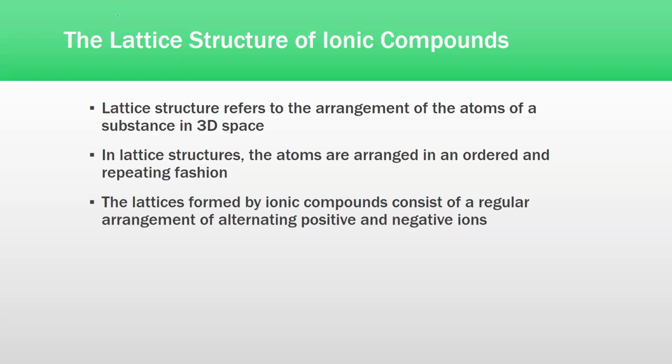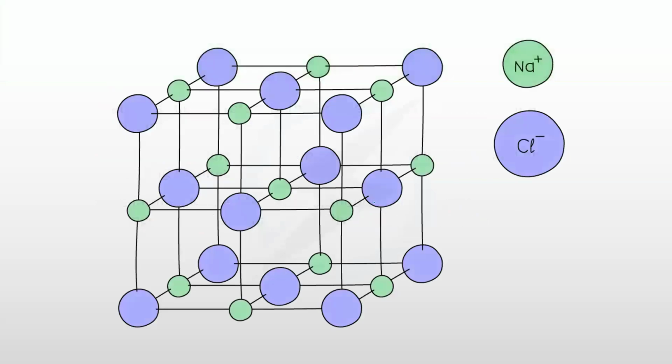Next, we will talk about what is a lattice structure of ionic compounds. Now, the arrangement refers to the atoms of a substance in a 3D space. What is a lattice? A lattice structure is a regular arrangement of different atoms in a 3D structure. In these lattice structures the atoms are arranged in an ordered and repeating fashion. The lattices formed by ionic compounds consist of a regular arrangement of alternating positive and negative ions. This is what a lattice structure basically looks like.